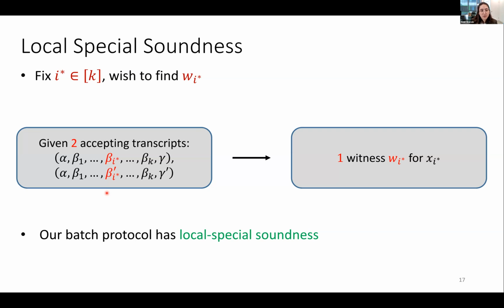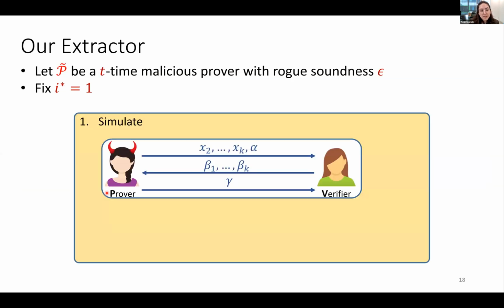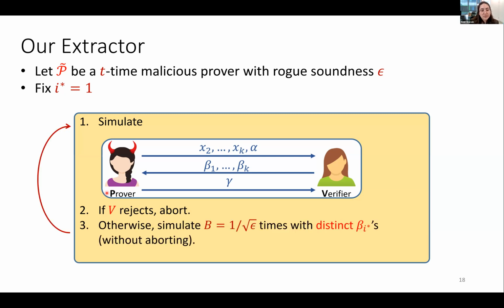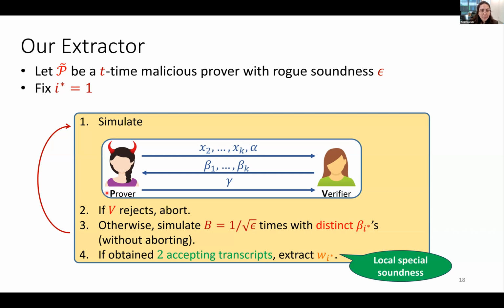So our extractor is as follows. We simulate the ROG instance game once, and if the verifier rejects, we abort. Otherwise, we simulate the ROG instance game 1 over square root epsilon times with distinct beta i star, and if we indeed obtain 2 accepting transcripts, we can extract the witness Wi star using the local special soundness property. Once you have the local special soundness property, it is not very hard to come up with such an extractor. However, its analysis is quite challenging.